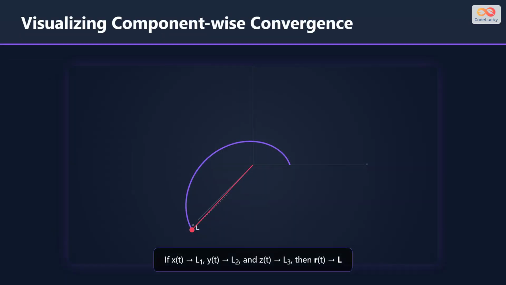Here is a visualization of that concept. As our parameter t moves along, the vector r traces a path in space. If the x, y, and z coordinates individually approach specific values, then the vector itself approaches a specific point in space. Labeled here as L, it is like three separate single-variable limits happening at once.